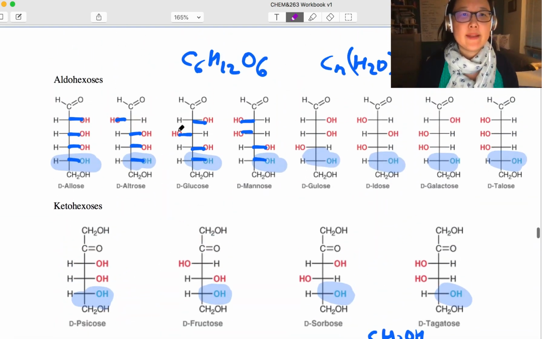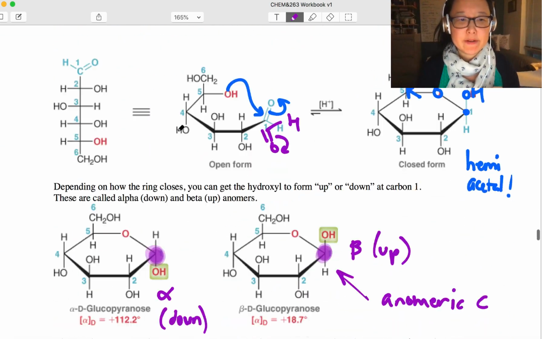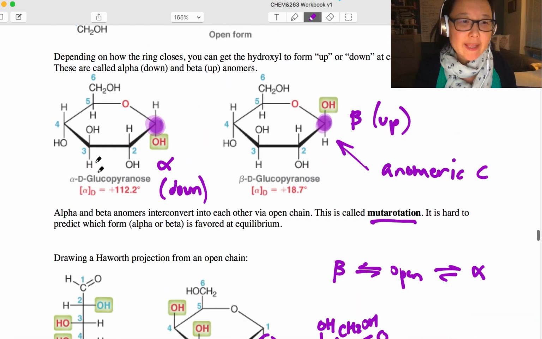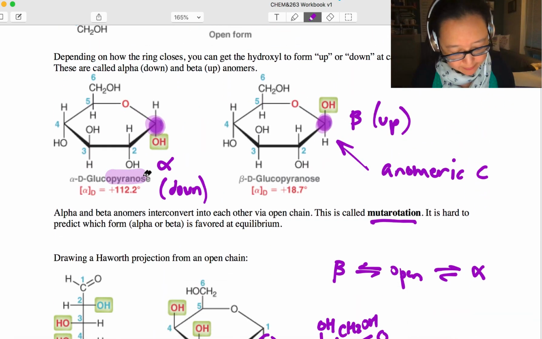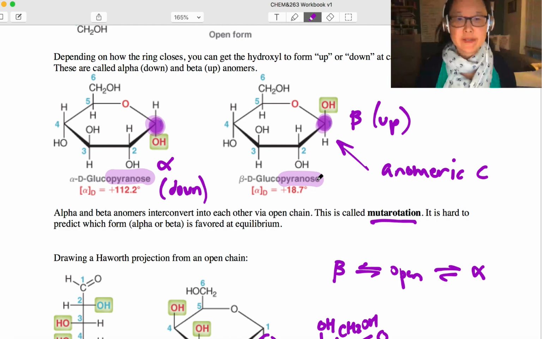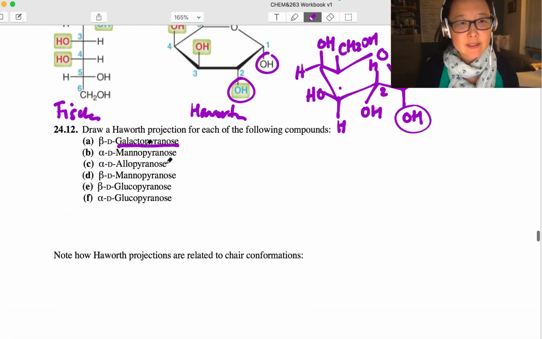First of all, pyranose is the name for a 6-membered ring, furanose for a 5-membered ring. Let me show you where that is. All right, so right here, we said this is a glucopyranose. That is a pyranose or 6-membered ring of glucose. This is the beta glucopyranose, okay? So pyranose just means 6-membered ring. So I want to make a 6-membered ring out of galactose, okay?